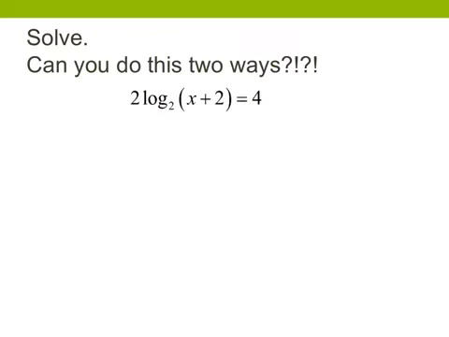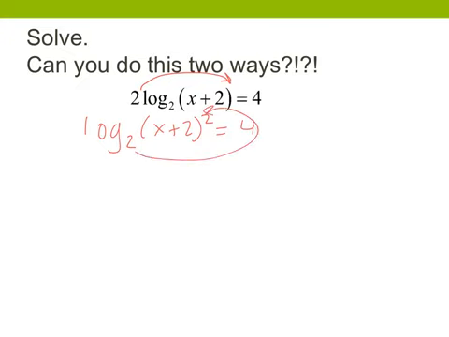Now let's try another one. Sound good? Sound Gucci? Okay, so I've got a couple options. You can do this 2 ways. We'll do it both ways. I can write this as 2 times log base 2 of (x plus 2) squared equals 4. So this is way number 1. And then I'll write it in exponential form. So I'm going to have 2 to the 4th equals (x plus 2) squared.